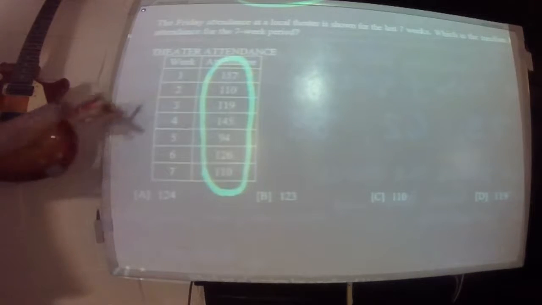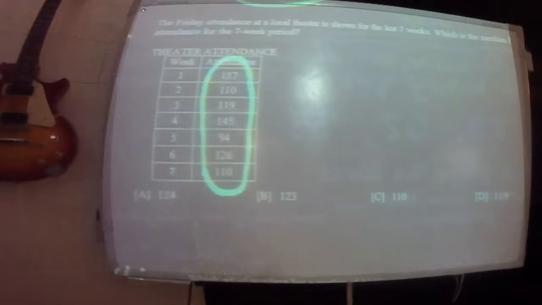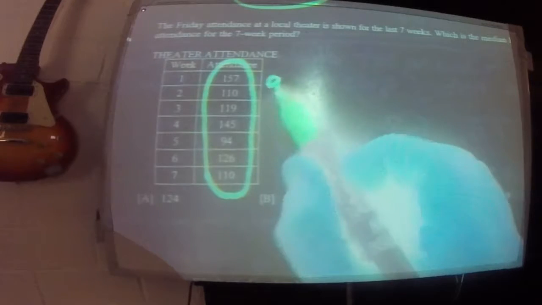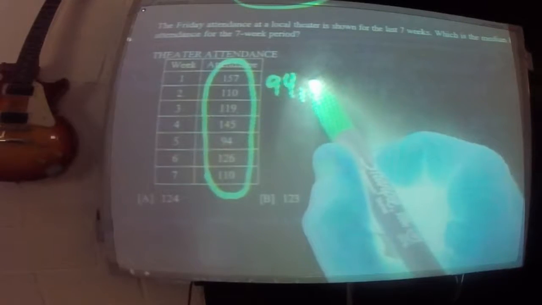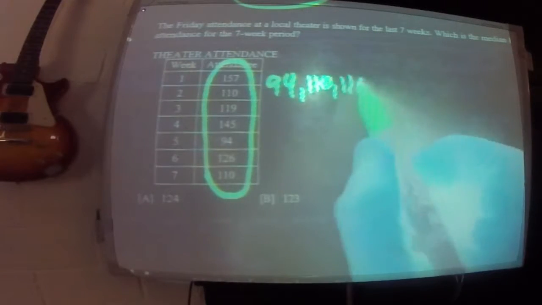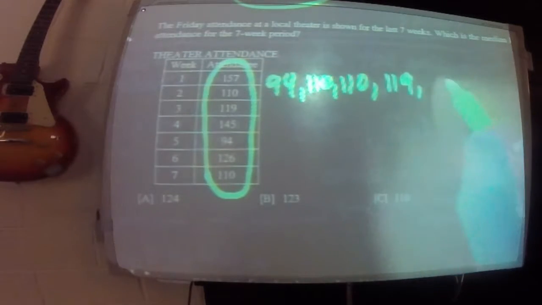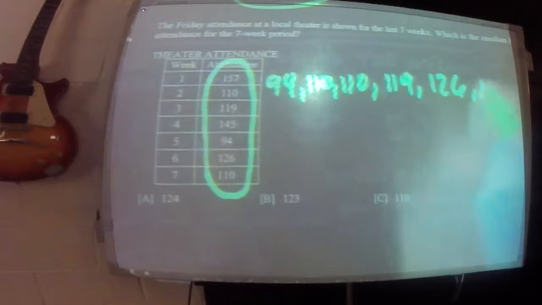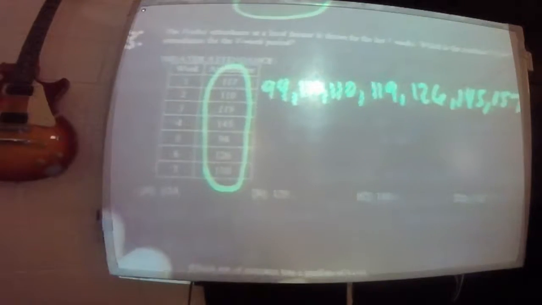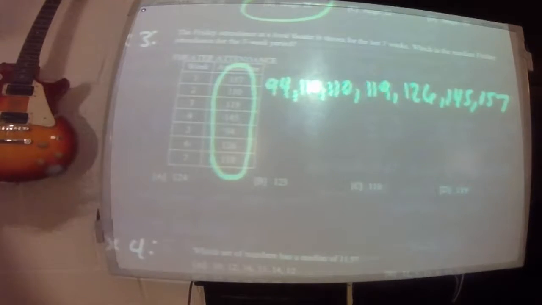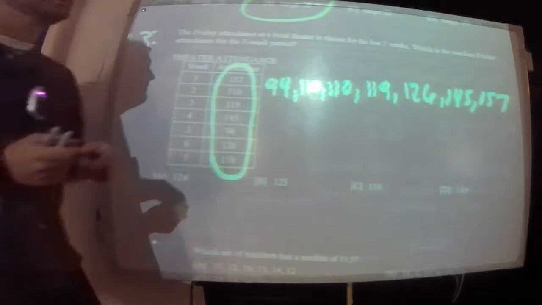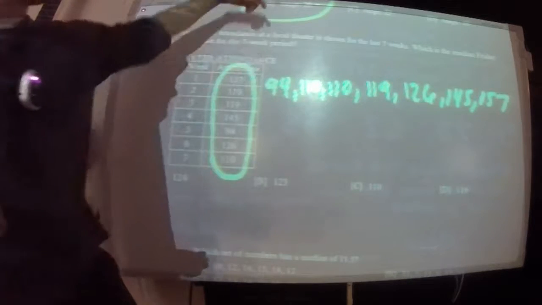Now if you want to find the median of the data, what are you supposed to do? Put them in order. What's the smallest ticket sales? 94. 94, then what do we have? 110, 110, a couple 110s. 119, 126, 145, 157. Alright, so if that's in order, and if there's only 7 of these, then we should be able to easily see what the middle one is.